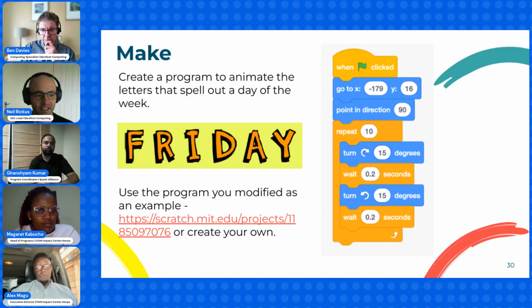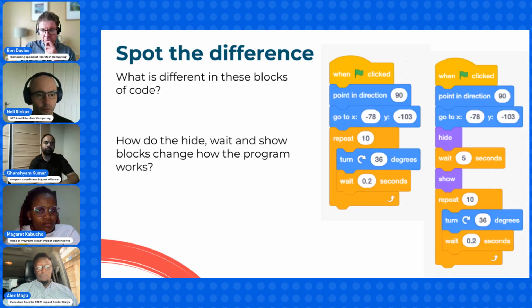Now, for each of these stages, we might then go back and perhaps revisit some. We might also try slightly different pedagogical approaches. So here, the children are actually being asked to spot the difference between each code block, which means that they can see what the hide, wait, and show blocks do to enable the program to function slightly differently.